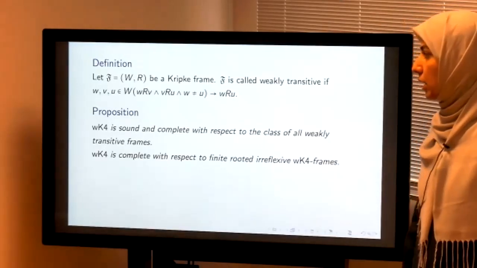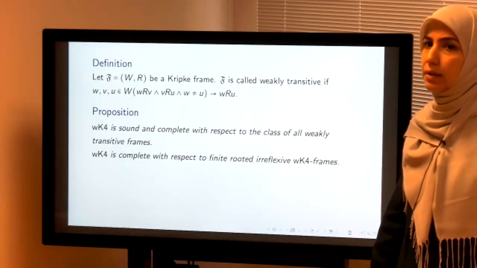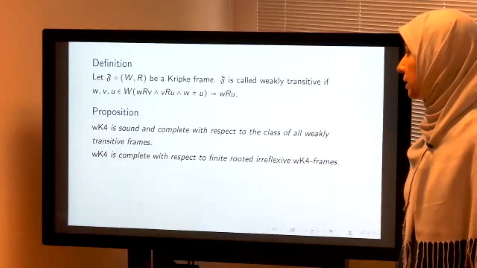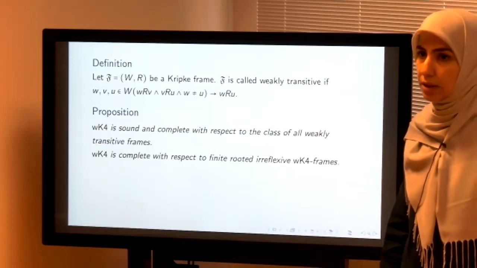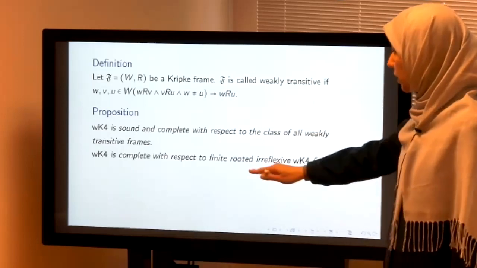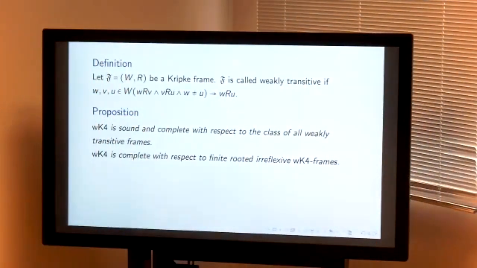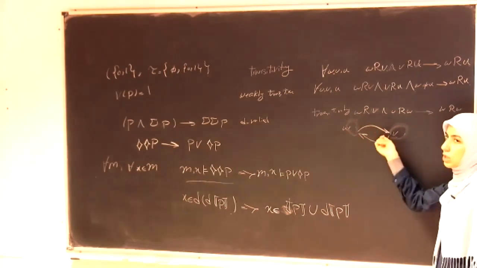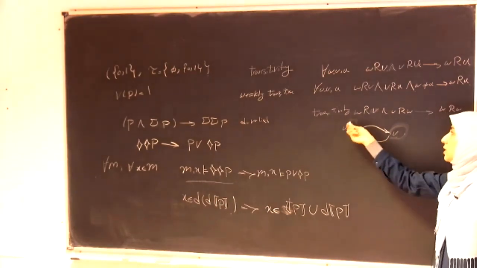It's proof that WK4 is sound and complete with respect to the class of all weakly transitive frames. And also it's proof that WK4 is complete with respect to finite rooted irreflexive WK4 frames. There is a main point to make our frame irreflexive because, as you said, the main difference between weakly transitive frames and transitive frames is that here we may have some conditions without having a reflexive point, or we may have the reflexive point.